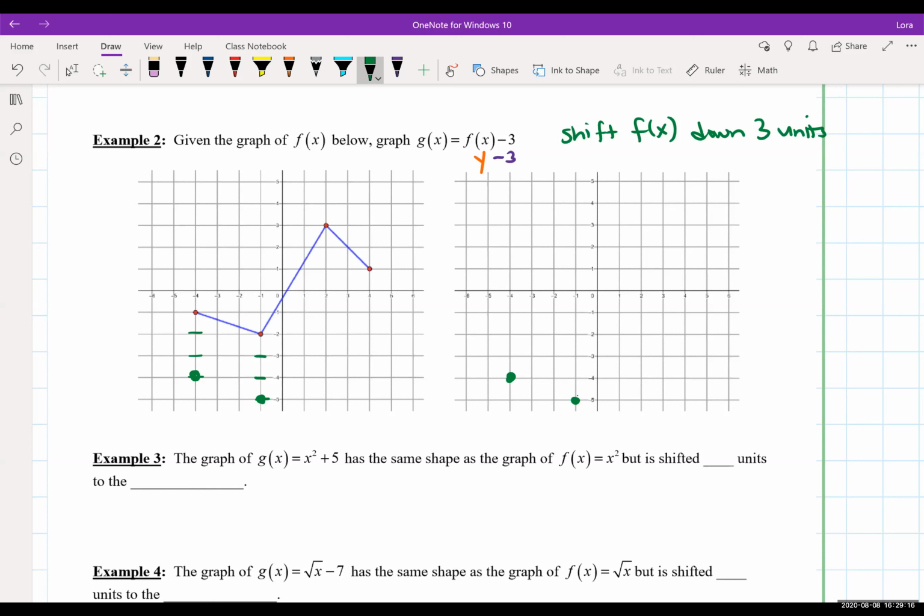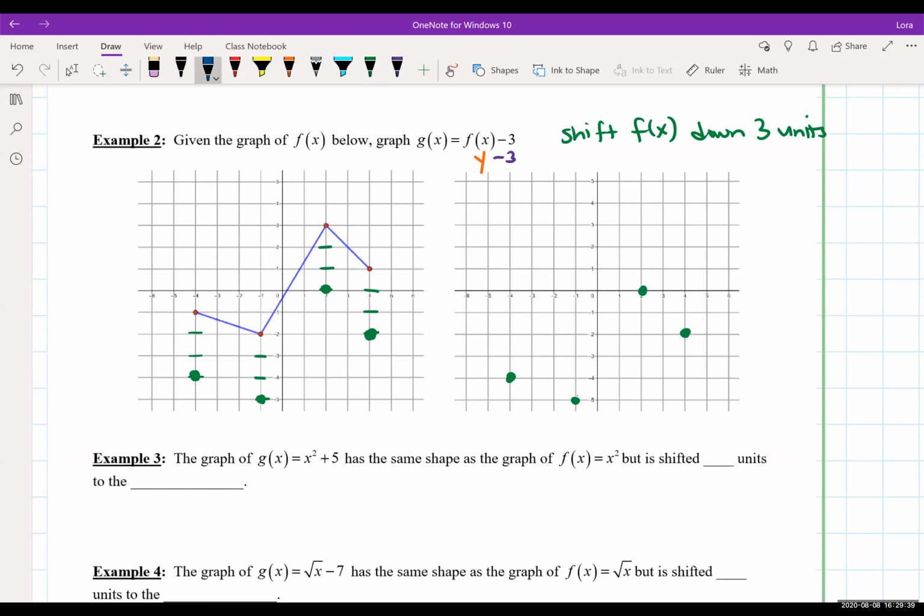2, 3 now turns into 2, 0. Copy that over to the final draft. And one more point to go. 4, 1 now turns into 4, -2. Copy that over to have a final draft.